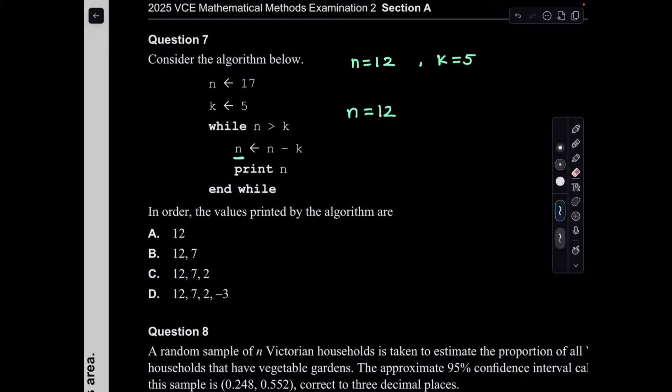And then what you're going to do is rub that out. Okay, you see how we just updated our n value? And then the next thing is print n. Print it, basically, just write it. So our first n value is 12. Done. Now, of course, we can't end the while loop, yeah?